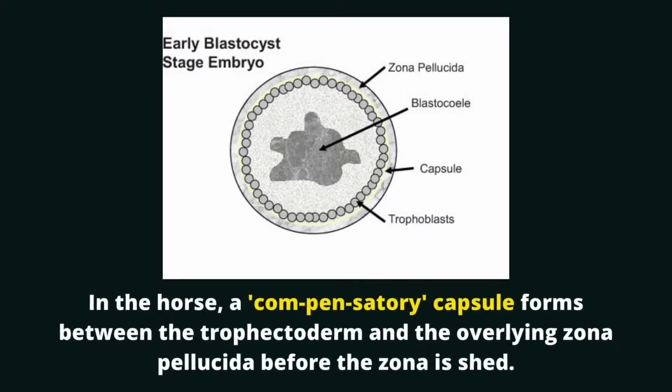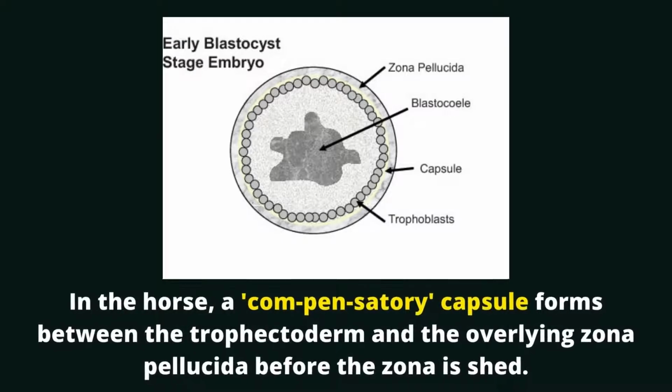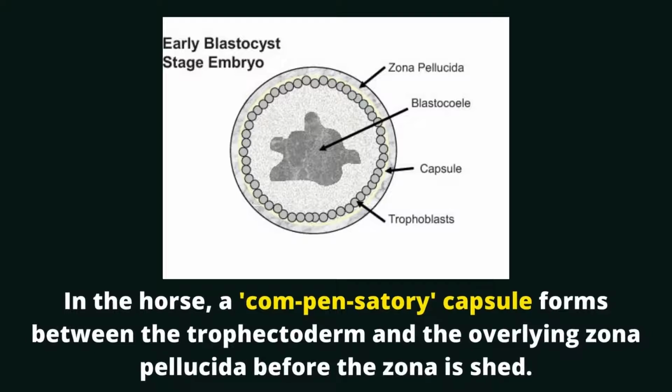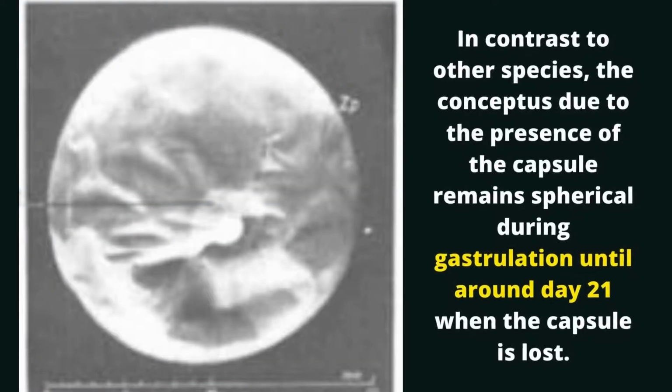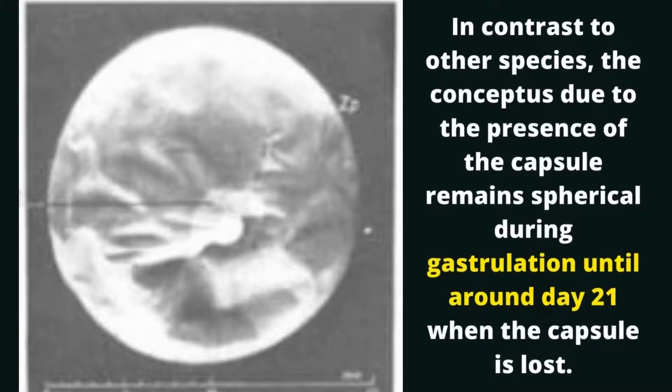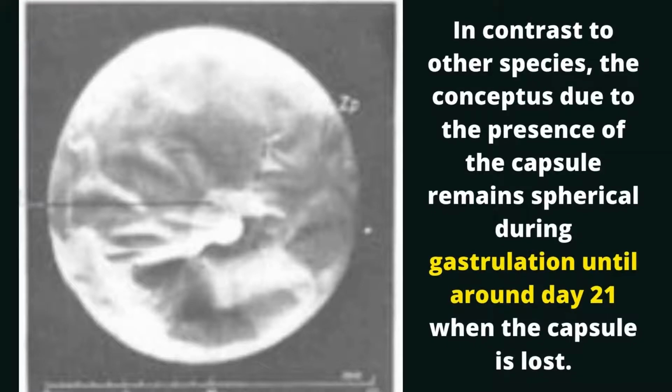In the horse, a compensatory capsule forms between the trophectoderm and the overlying zona pellucida before the zona is shed. This means, even before hatching, the blastocyst becomes surrounded by a tough elastic glycoprotein capsule produced in large part by the trophectoderm inside the zona pellucida. So we can see the capsule here. Next, in contrast to other species, the conceptus, due to the presence of the capsule, remains spherical during restoration until around day 21 when the capsule is lost.